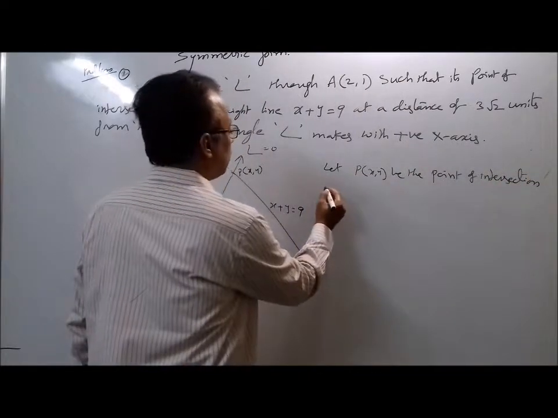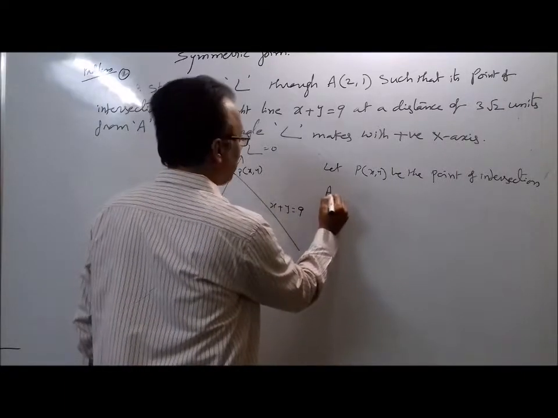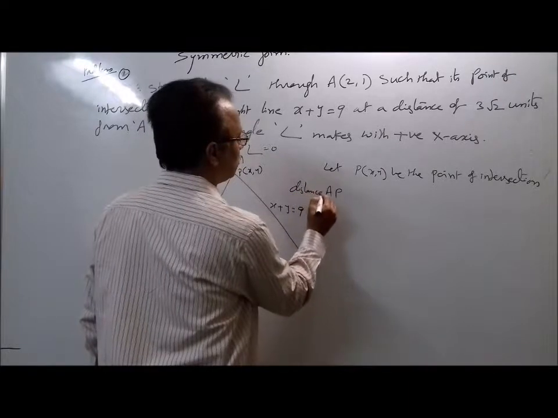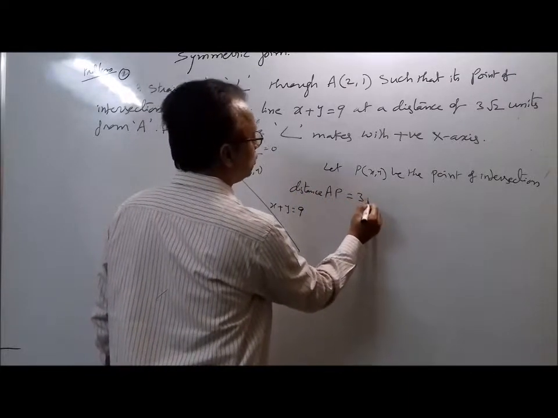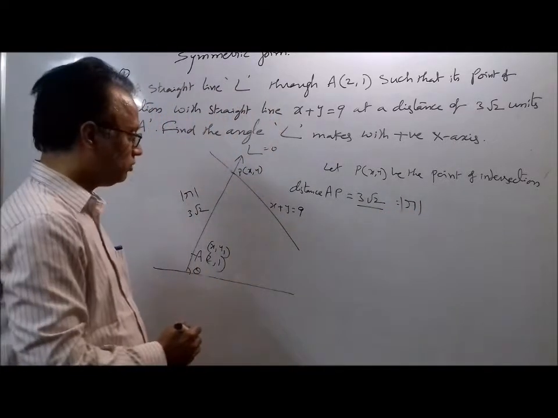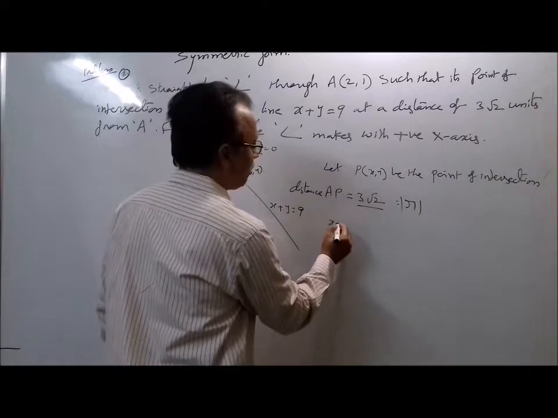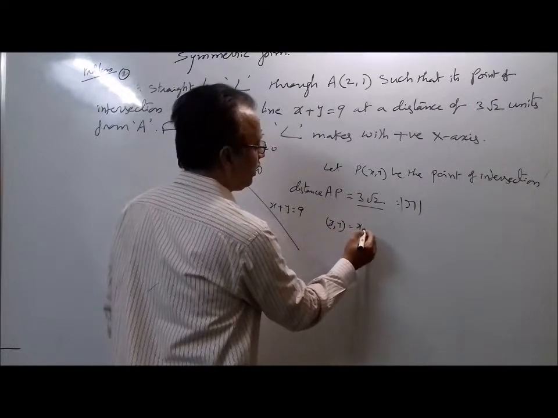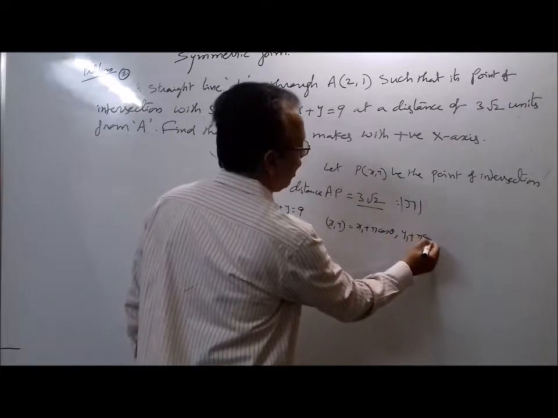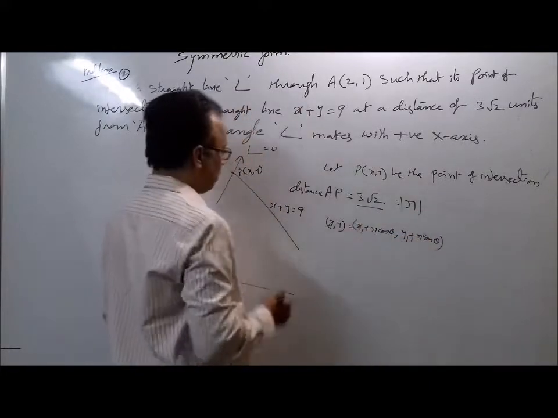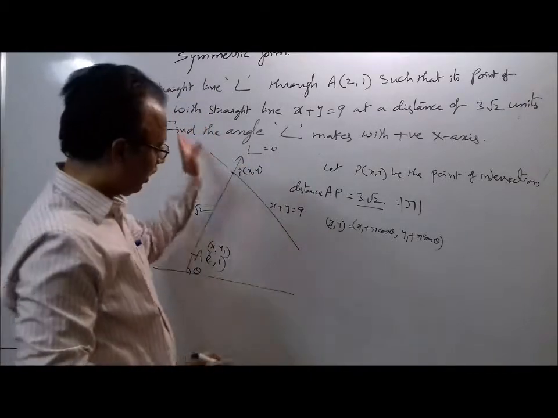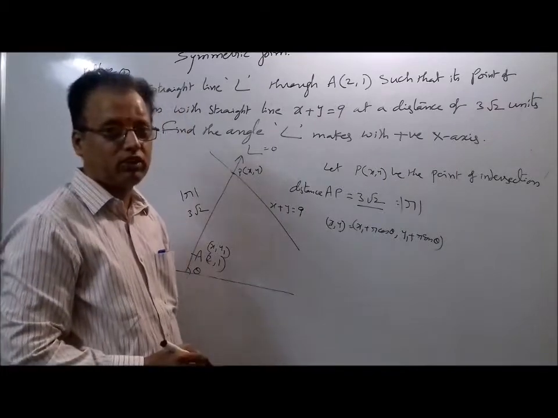That is, the distance AP is given as 3 root 2, that is r. So the point x comma y is x1 plus r cos theta, y1 plus r sin theta. What is this x comma y? It lies on this line, x plus y is equal to 9.